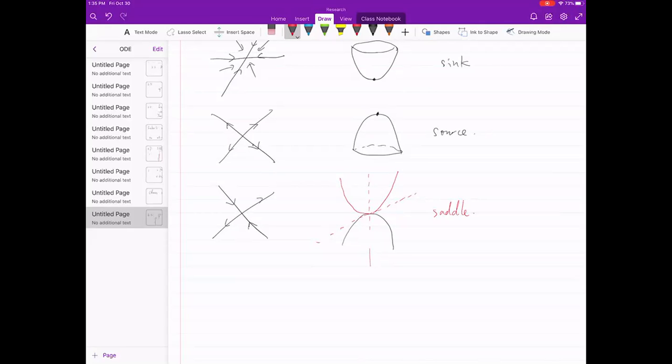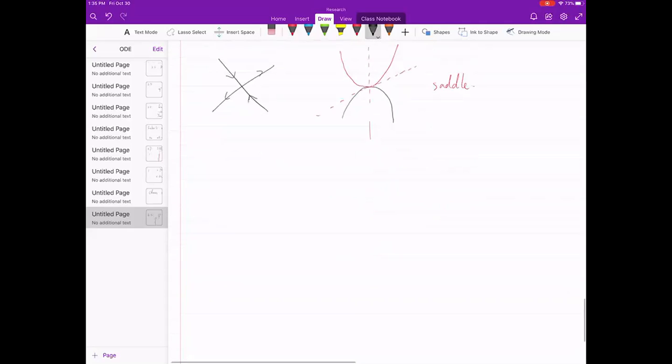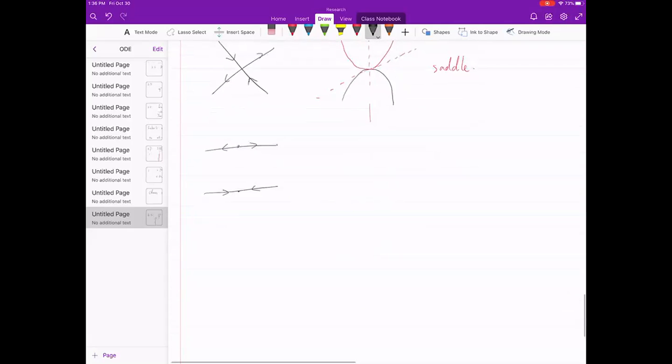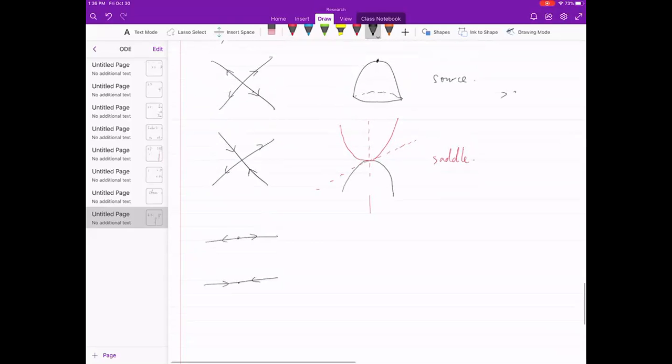All right. Any questions so far? Good. So we have sink, we have source, we have saddle. By the way, you could never have a saddle in one dimension. So saddle is actually new in 2 dimensions. In 1 dimension, we only have this and that. We don't have these two. Okay. So everything I just said only works when you have 2D or bigger.